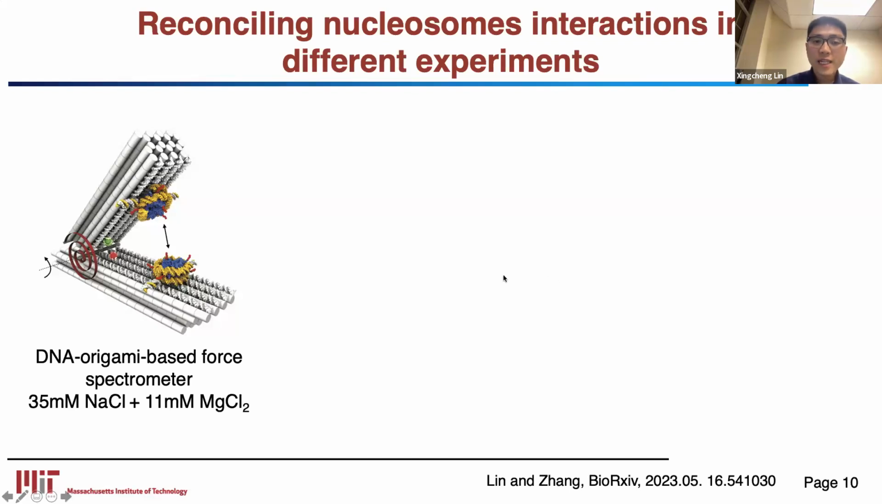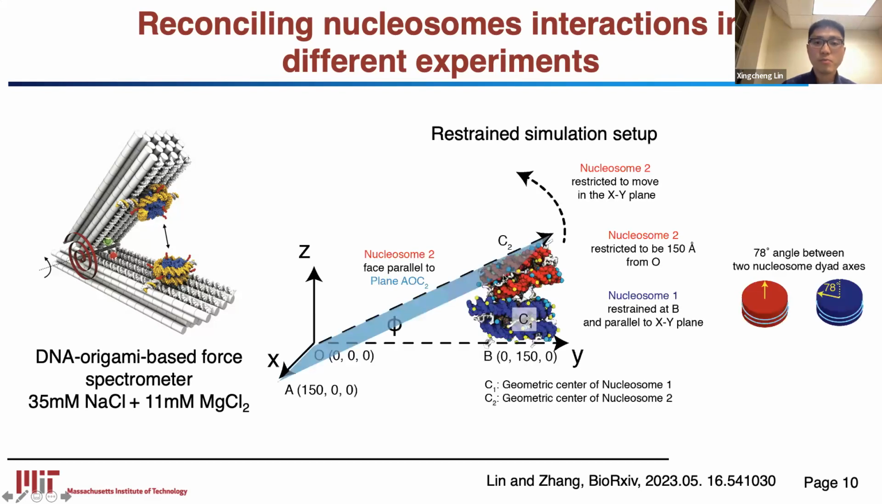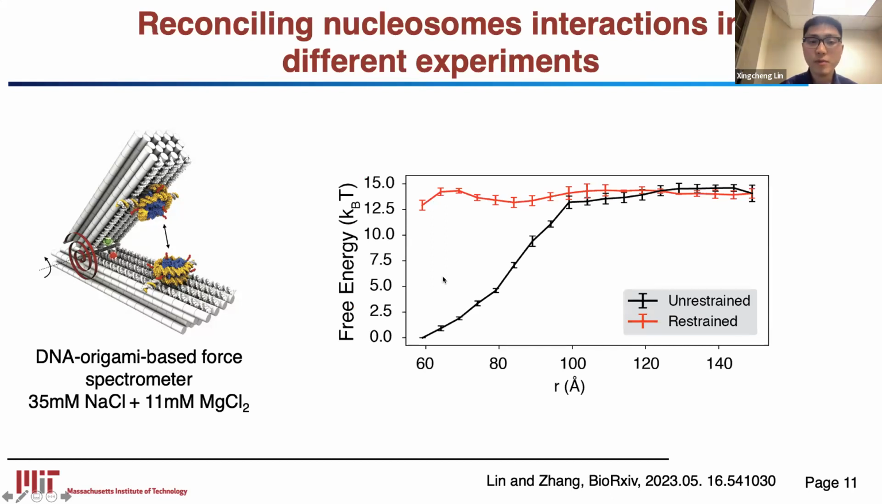One thing to note is that this DNA origami experiment features somewhat restricted motions of nucleosomes. And to simulate such a scenario, we impose a series of restraints in our simulation where the nucleosomes can only lay on top of each other, with one of them moving only on an arc that is a certain distance away from the origin. And we find such a restraint can explain the difference in the experiments. When we have a restraint, the system features about 2 kT difference moving away two nucleosomes. But removing such a restraint can recover 14 kT of interaction strength.